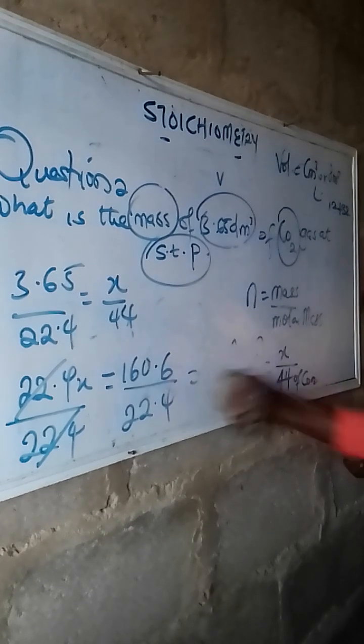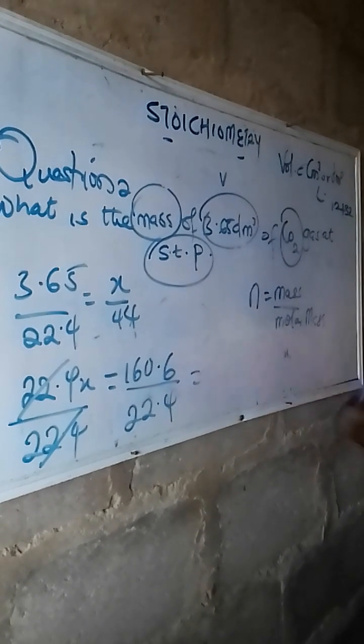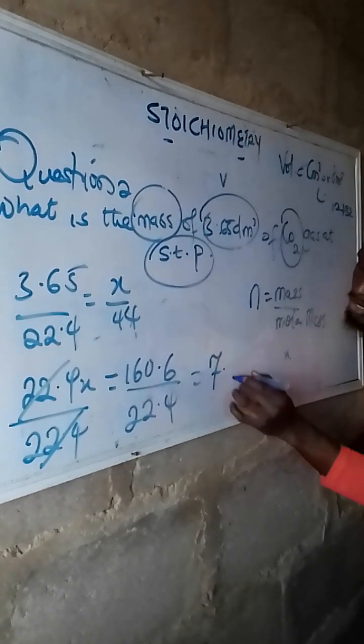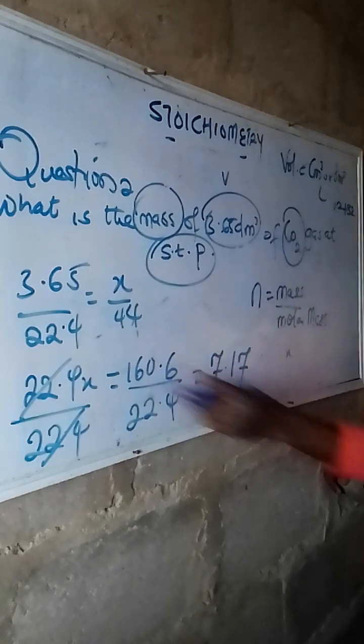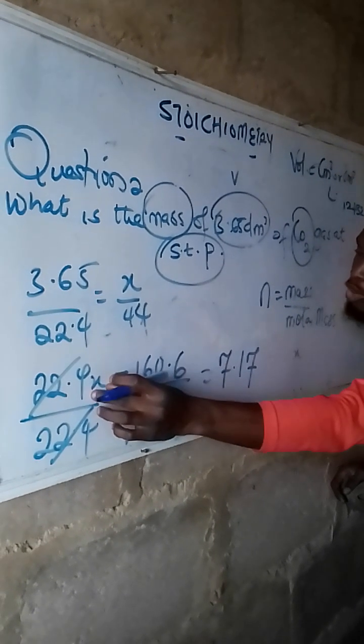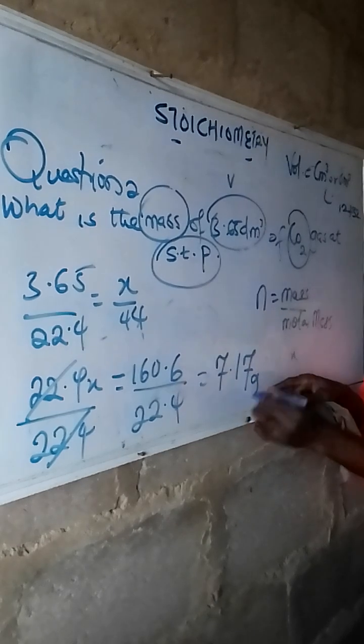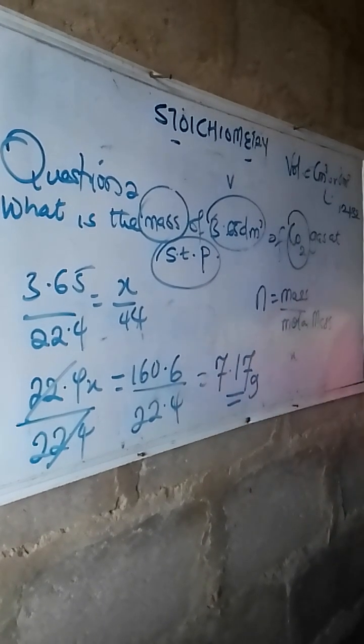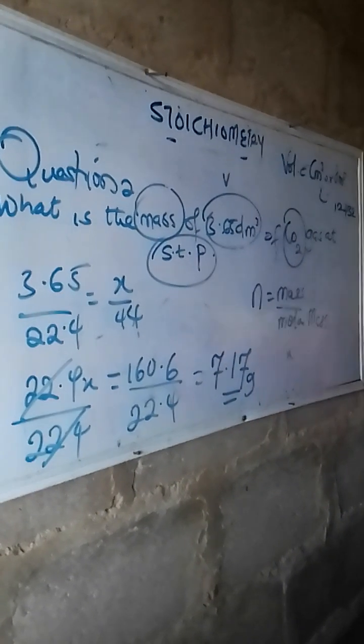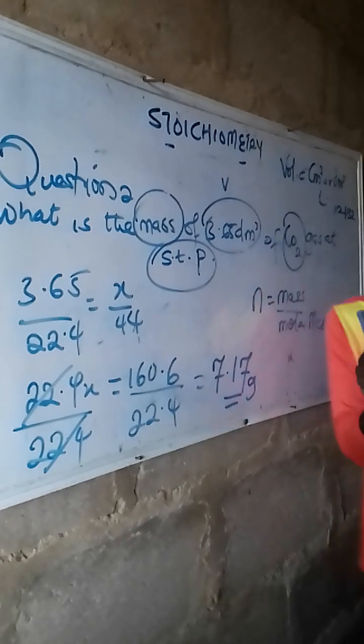7.17. But what is it that we are looking for? What is our M? Is it not mass? What will be the SI unit? Gram. Please do not make that mistake. Gram, or gram per dm cube. That is all. So that is when you match them together.